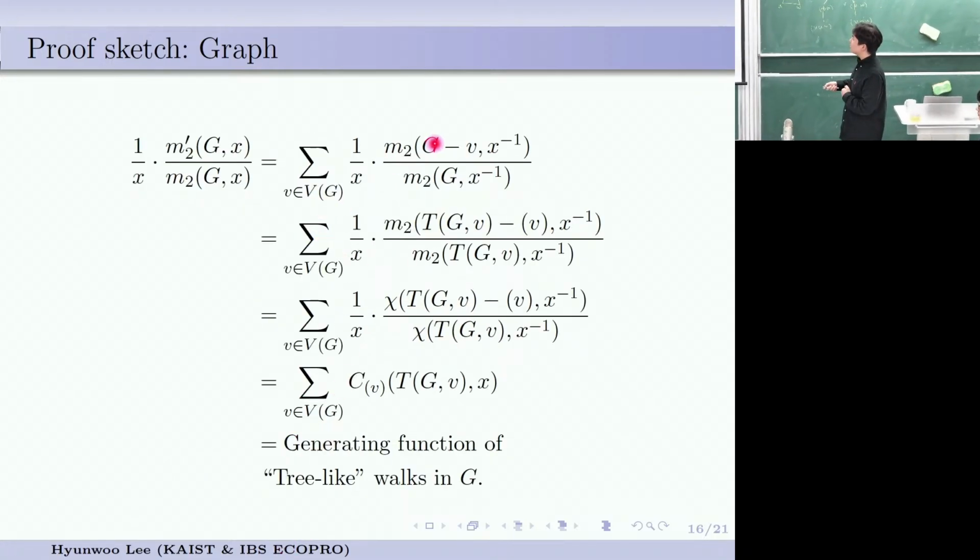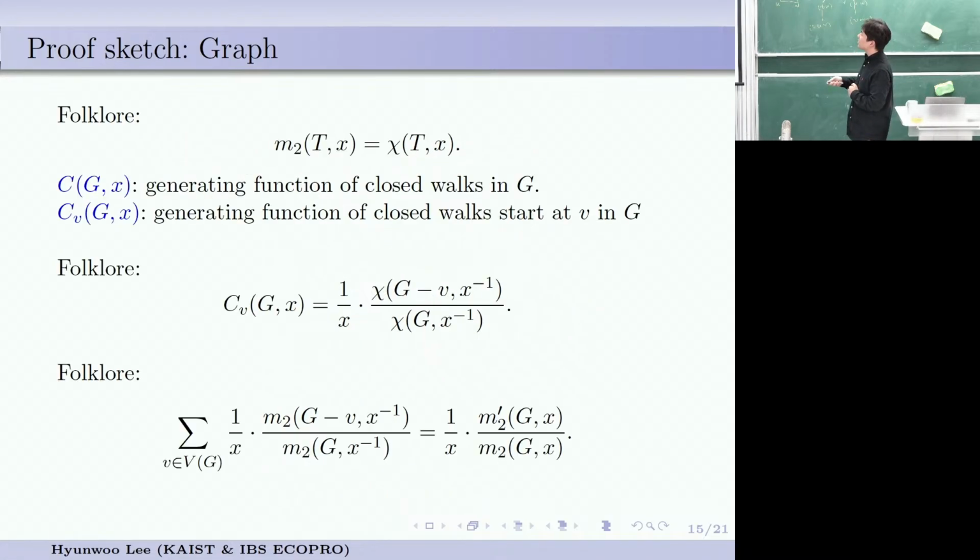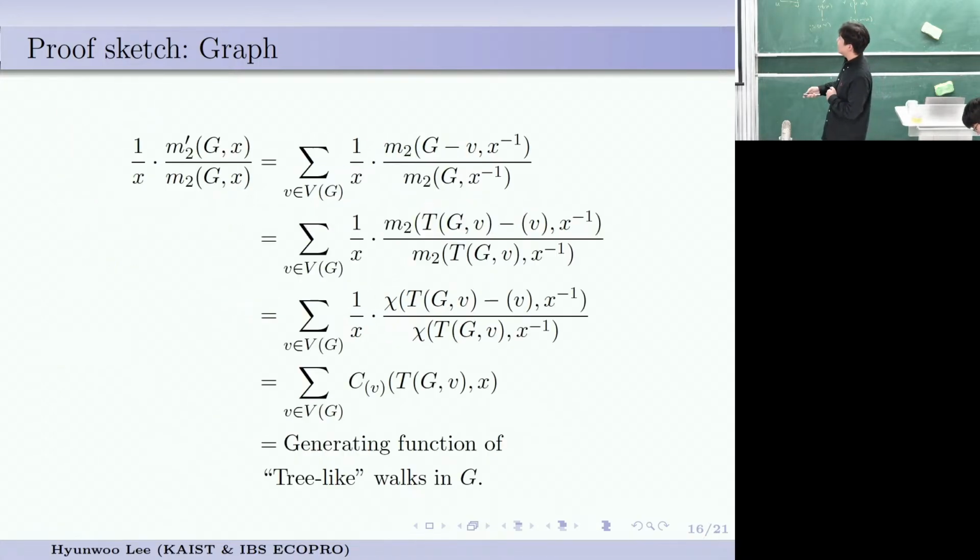Now, by using Godsil's identity, we can replace these two in terms of the path tree. Since each of the subject graphs here is a tree, and by using the first result, the matching polynomial of a tree is exactly the same as the characteristic polynomial of the tree. So we obtained this result. And now this one is exactly the same as this one, as we observed in the second folklore result.